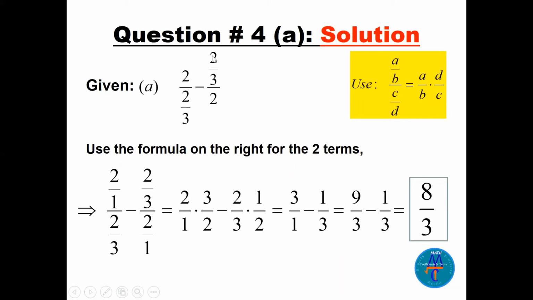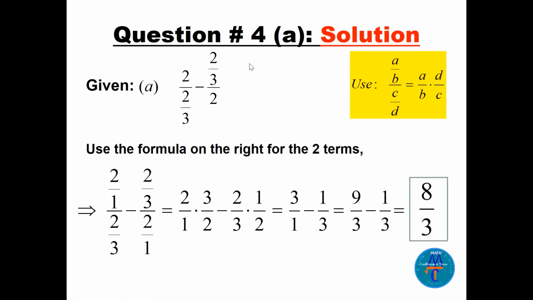But look at the trick here. See the first 2, I will make it 2 over 1. Why? To make it similar to this formula. So I make the first number 2 here on the numerator, 2 over 1. You see this 2 down, I make it also 2 over 1. If it is 7, I make it 7 over 1. Now I take the first one here, 2 over 1.